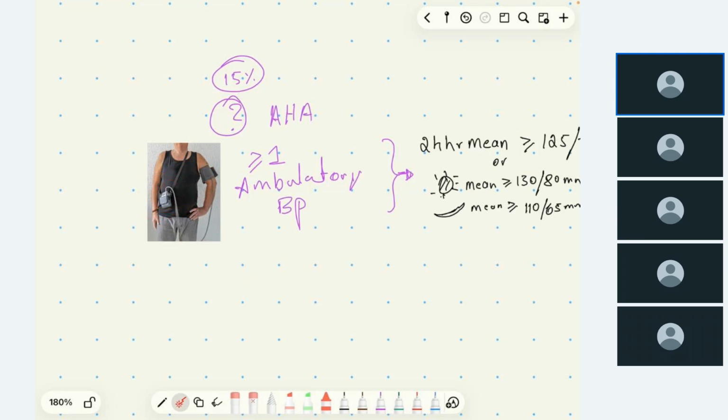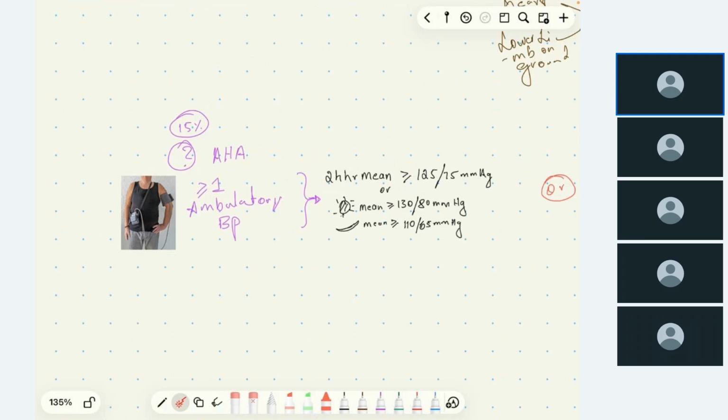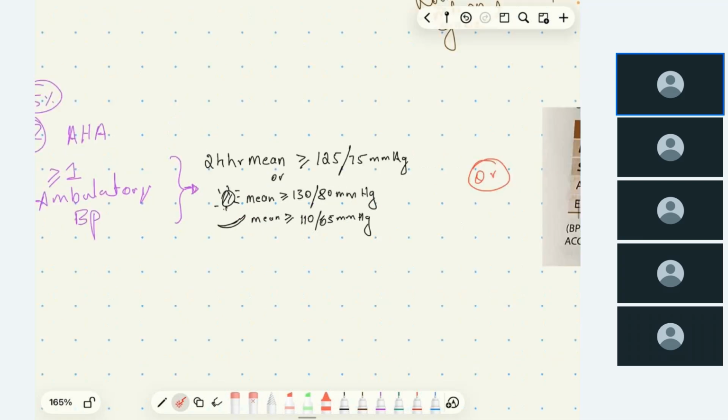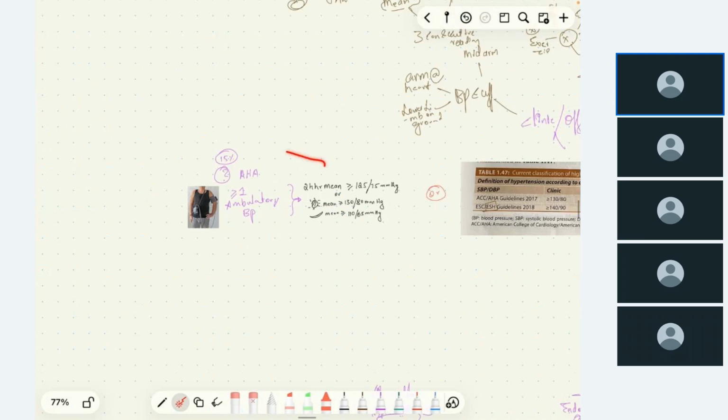So the criteria for defining a patient as having hypertension is any one of these 3. First, if the 24-hour mean blood pressure is more than 125/75 mmHg; if the morning mean blood pressure or the daytime mean blood pressure is more than 130/80 mmHg; or if the night mean blood pressure is more than 110/65 mmHg, it is considered as hypertension.